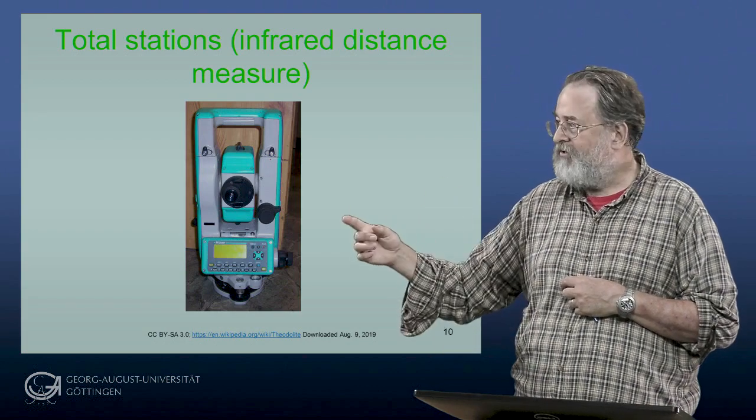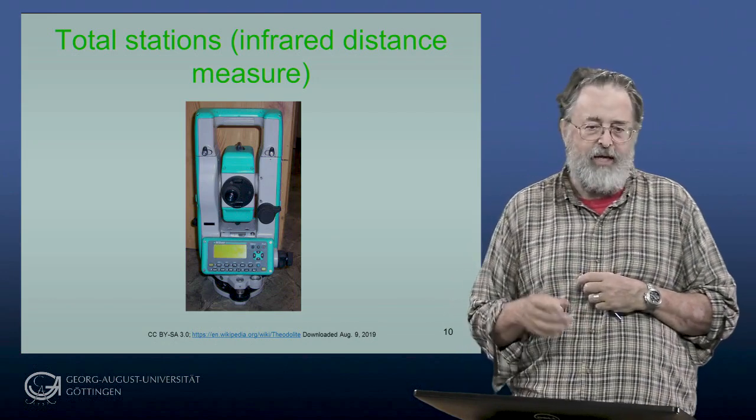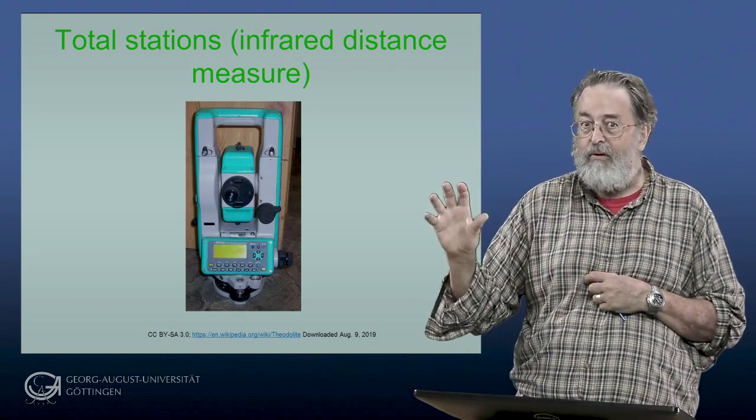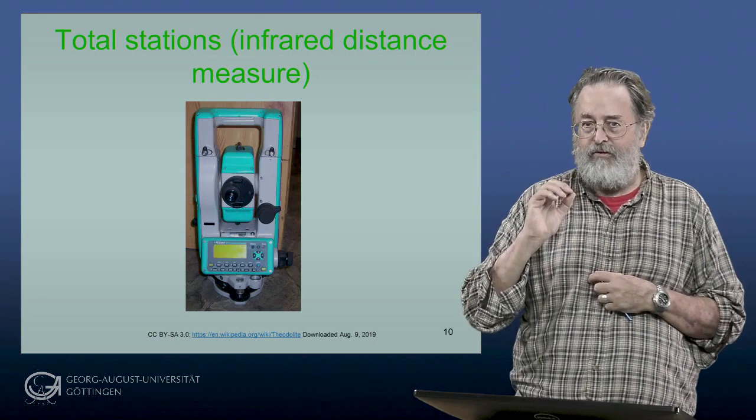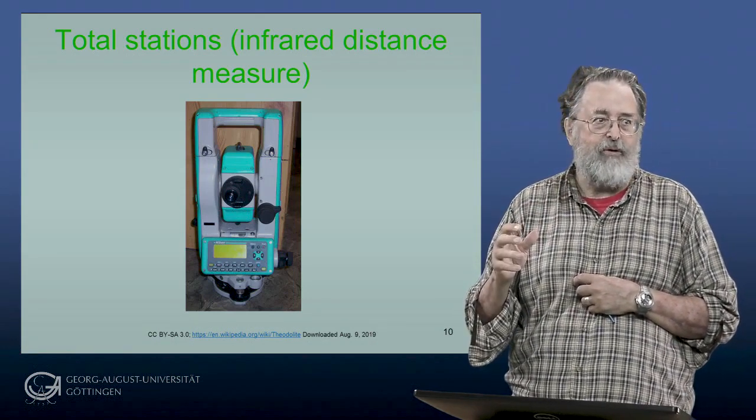Some of these transits now have lasers or infrared in them, so that you have a transit pole that has a mirror on it, and you can shoot the light to the mirror and it bounces back and gives you a very accurate measurement of distance.